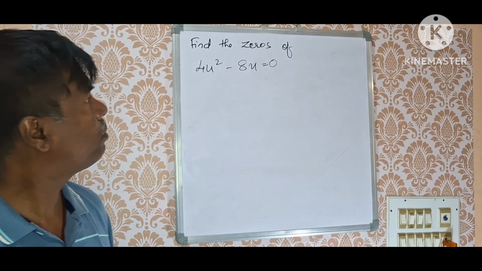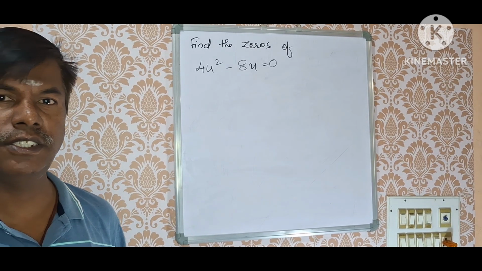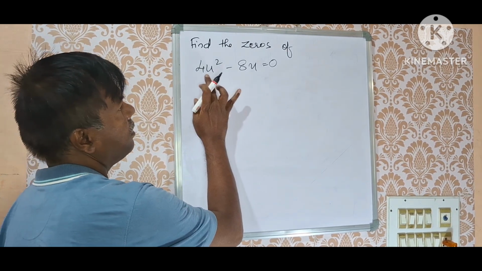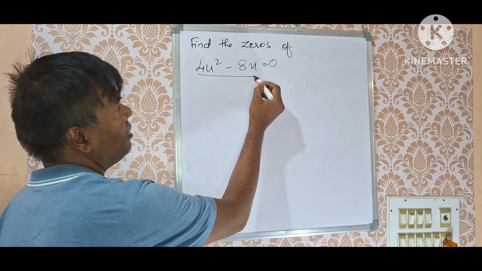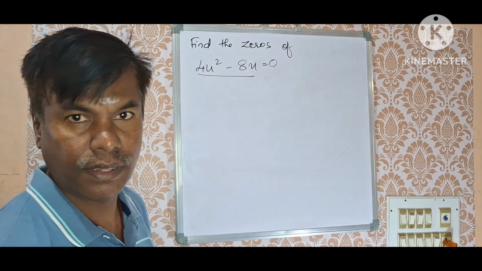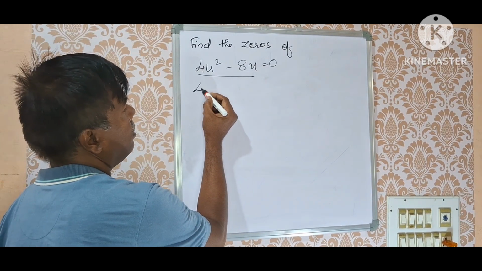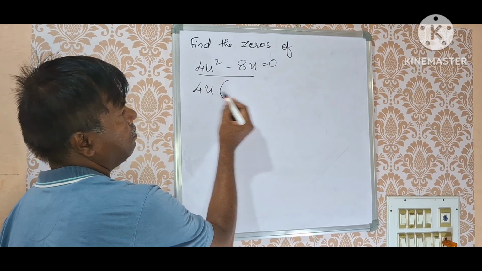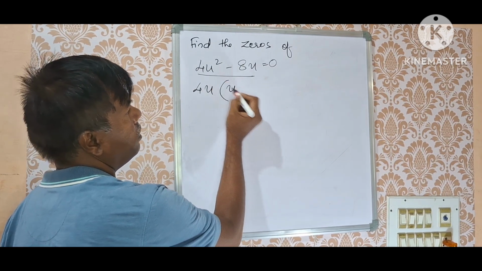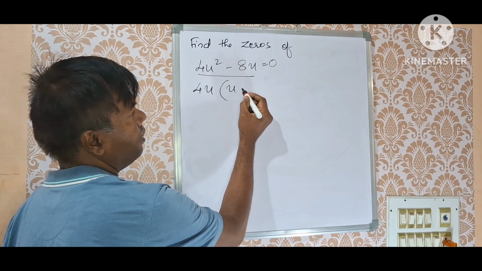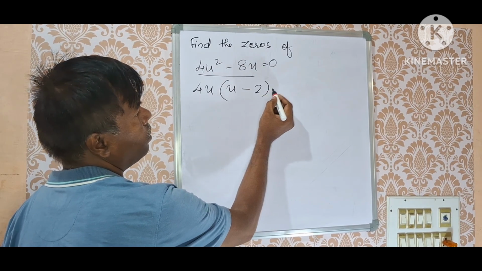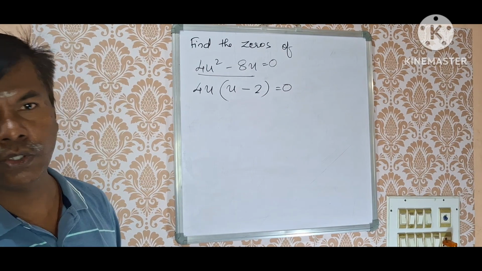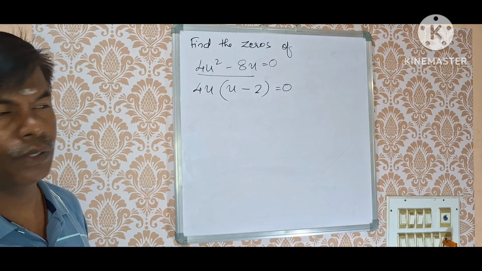Find the zeros of the polynomial 4u square minus 8u equals 0. Here the middle term is there, the last term is not there. What is common in this entire equation? 4 is common, u is common. If I take 4 and u outside, u remains: 4u into u, 4u square. Here 4u into what becomes 8u? It is 4u into 2 becomes 8u. So 4u into (u minus 2) equals 0.